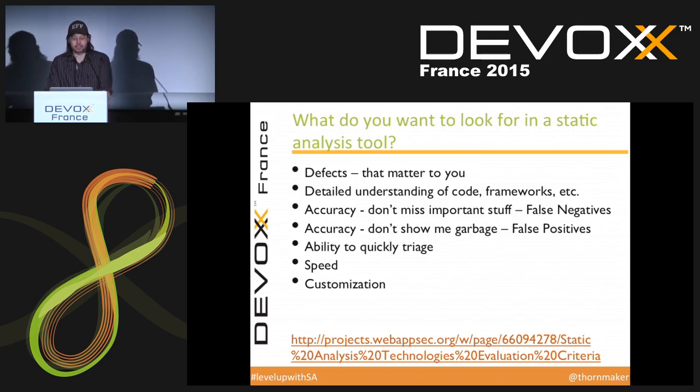And there's obviously a lot of other considerations as well, things like the ability to quickly triage an issue. By triage, I mean, when you do get a report of different defects, you have to decide if they're real or not, if they're true positives or false positives, and the triage is what mechanisms the tool gives you to make that decision quickly.